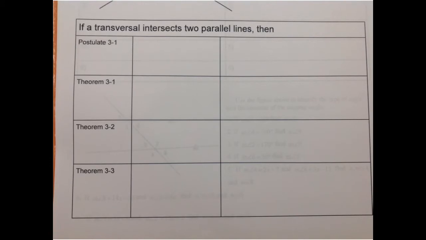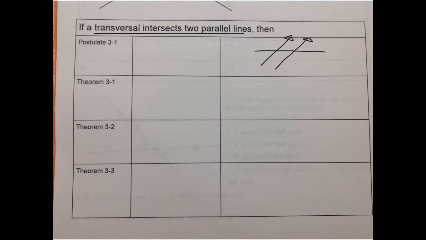So we have four different key pieces of information here. This is the premise or the hypothesis for all of them. If a transversal intersects two parallel lines, then the following are true. And we will sketch these out as we go. So we have two parallel lines. We're going to put our parallel symbol there, cut by a transversal.